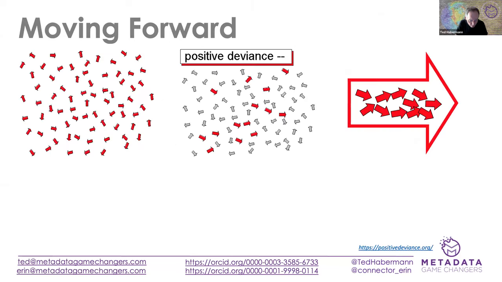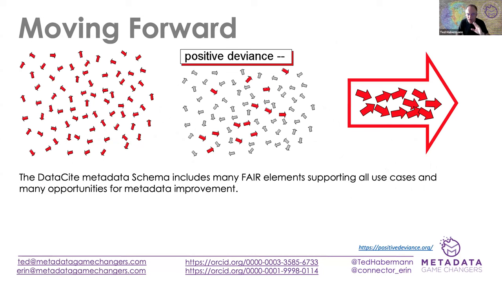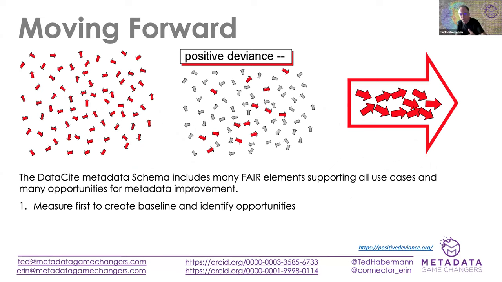So I'll remind you of what things we can do to move forward here. There's a lot of support for FAIR data in DataCite, much more than most repositories use. Remember that it's important to measure first to create a baseline. Sometimes people say, I want to improve my stuff and then measure it. But if you measure it first and then improve it, you get to demonstrate your success and identify opportunities for things like we saw in those three examples.